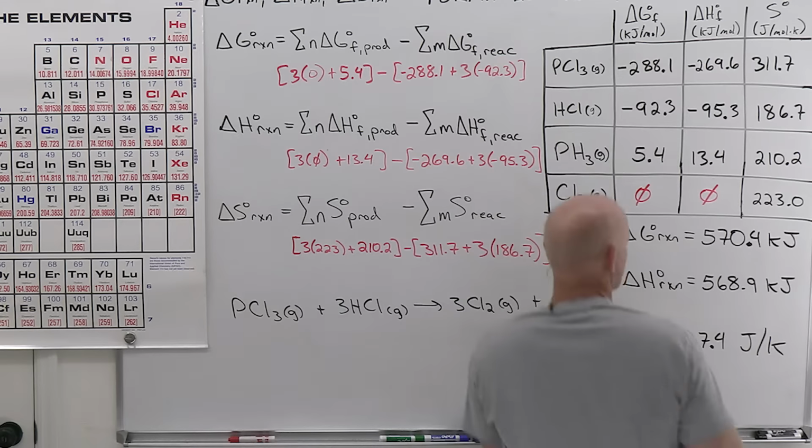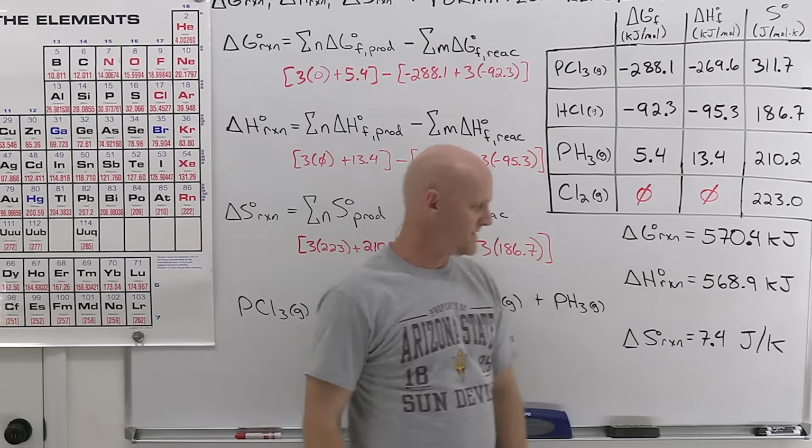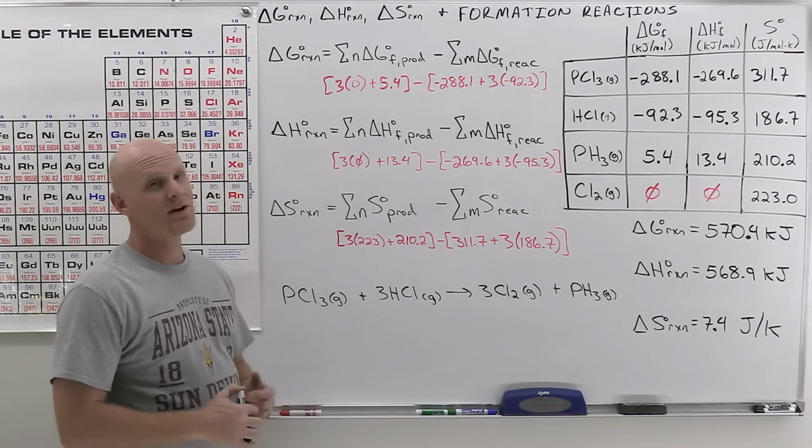So delta G and delta H both given in kilojoules, but delta S just in joules per Kelvin, as it turns out. Cool, and that's our plug and chug calculations.